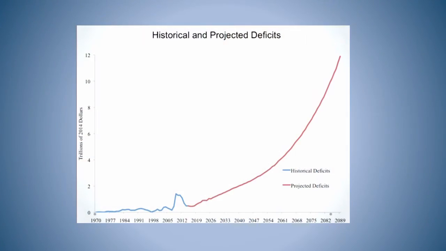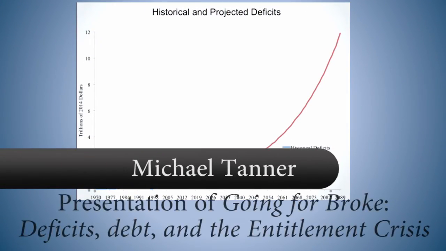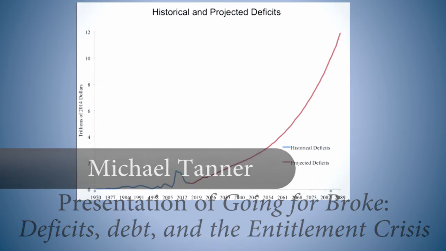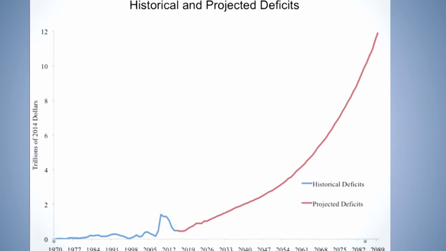This is a little bit out further towards 2090. That's deficits per year in inflation-adjusted dollars for 2014. That's $12 trillion in deficits every single year. So you'd be adding our entire national debt right now every single year by 2090.